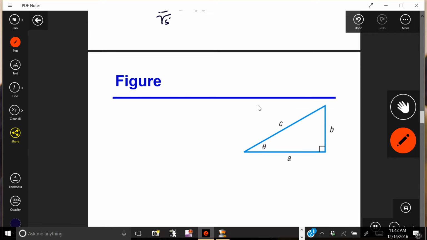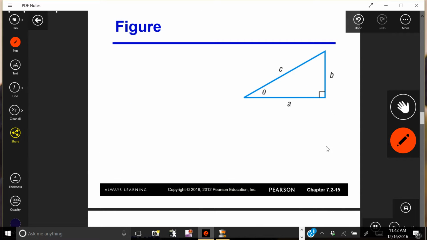Now, I'm going to use these figures to derive some new trig identities. One of the things you need to obviously always remember is that a squared plus b squared equals c squared, which is the Pythagorean theorem. Notice that sine of theta is equal to b over c. Cosine of theta is equal to a over c.